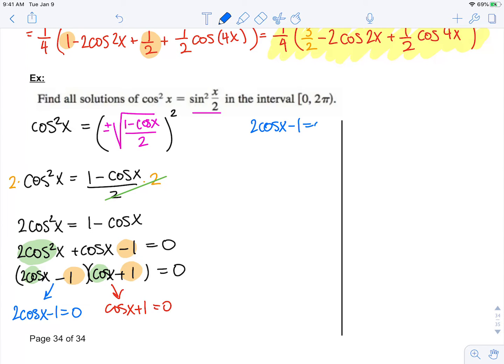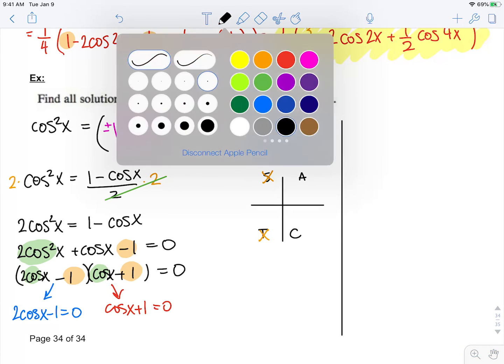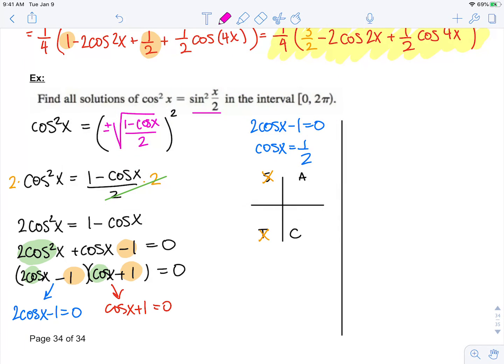2 cosine x minus 1 equals 0. Cosine x equals 1/2. I want to find where cosine is positive. All students take calculus. That will not be here or here. So cosine is 1/2 for this angle, which is pi over 3, and this angle, 5 pi over 3. So the solutions between 0 and 2 pi are x equals pi over 3 and 5 pi over 3.